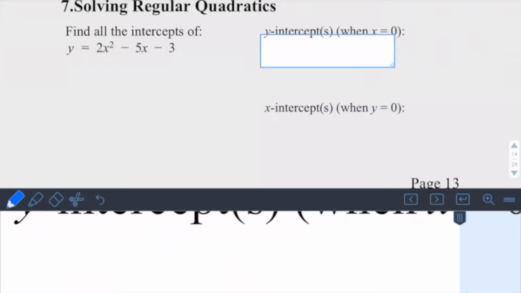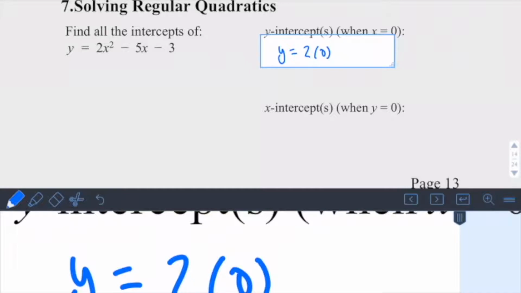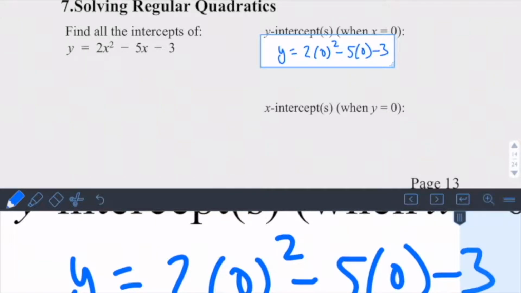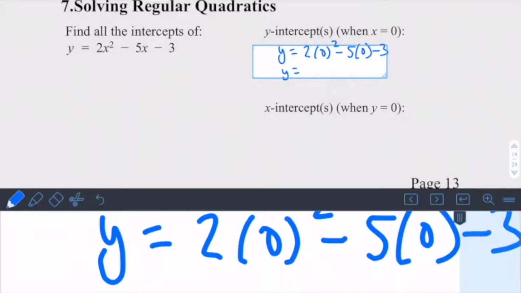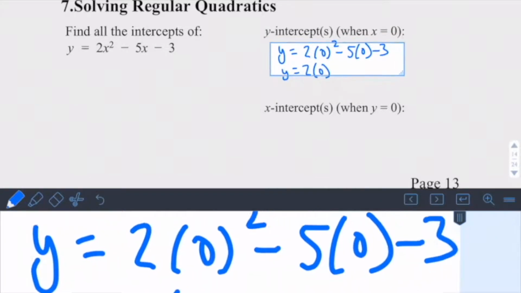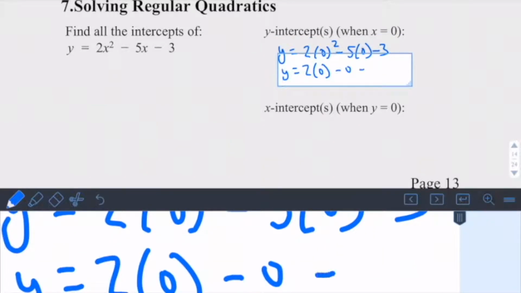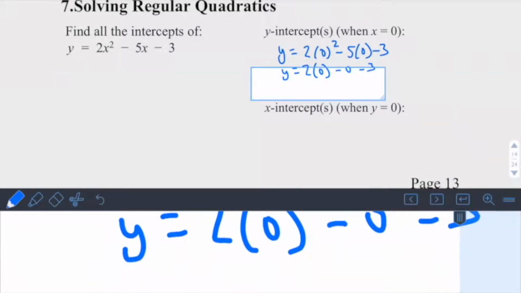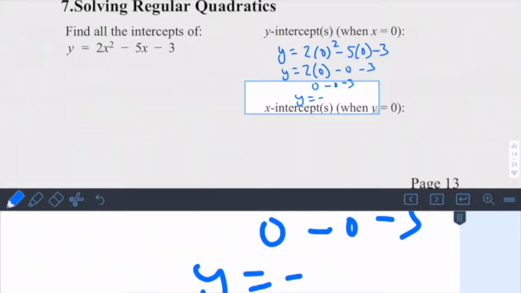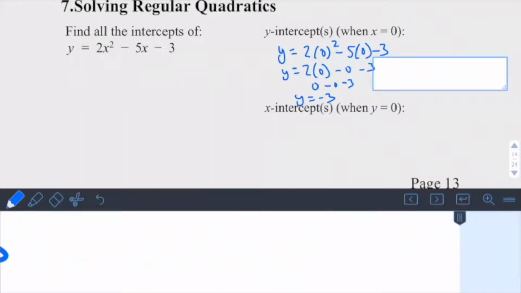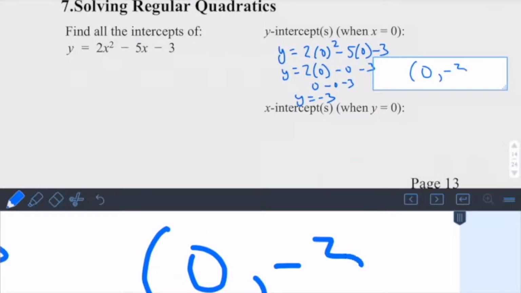So if I just plug in 0 for my x's, I get y equals 2 times 0 squared minus 5 times 0 minus 3. Well, 0 squared is 0, so I got 2 times 0. 5 times 0 is 0, so minus 0, minus 3. 2 times 0 is 0, 0 minus 0, minus 3, y equals negative 3. So the intercept is (0, -3).